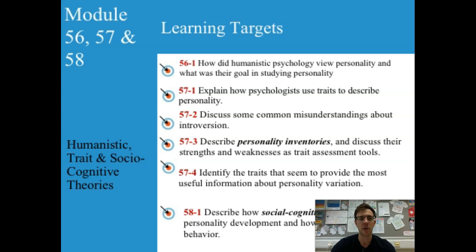We're going to be discussing modules 56, 57, and 58. So, we'll be looking at the humanistic developments of personality, trait perspectives on personality development, and lastly, the socio-cognitive theory. So here are our learning targets. This is the content we're going to be discussing. So let's go ahead and dive into this unit.